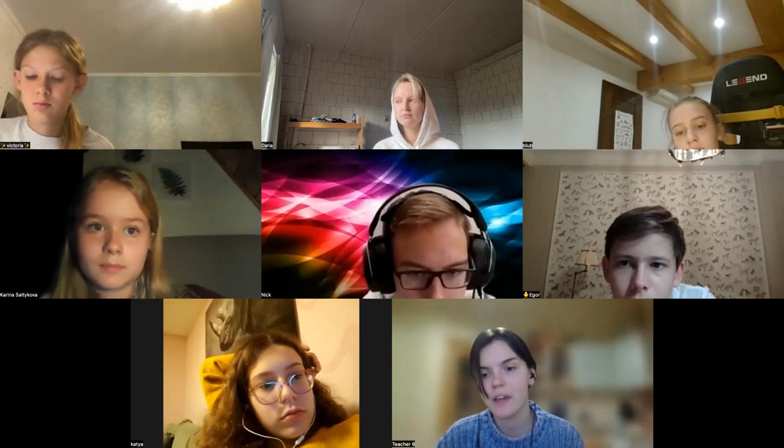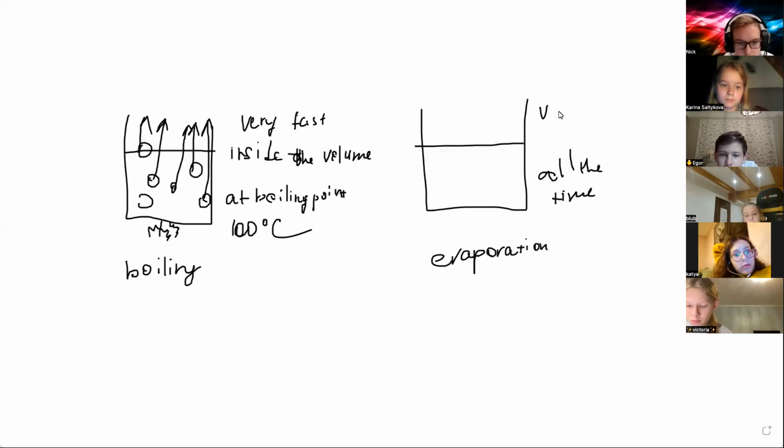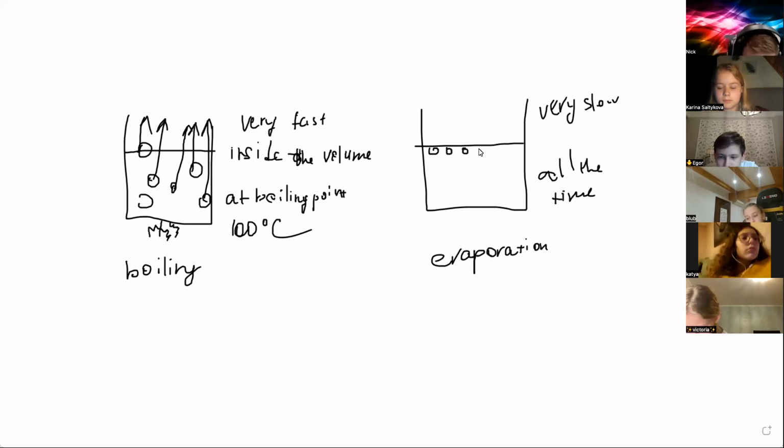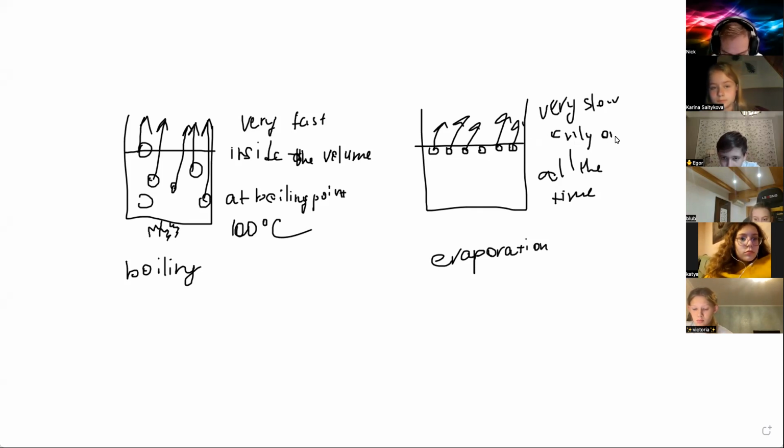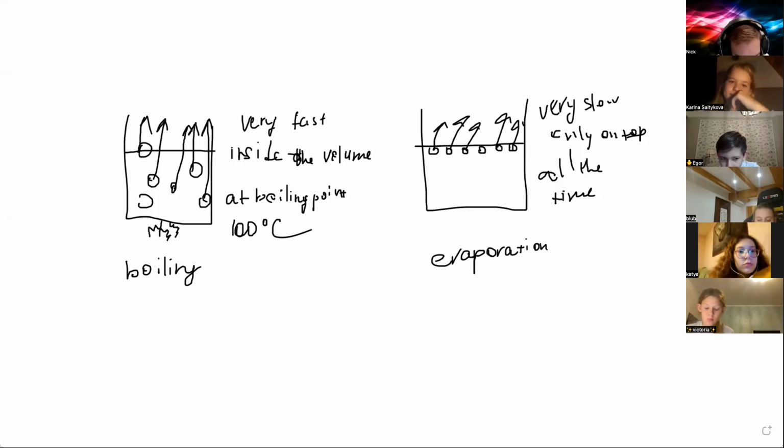But this is a very, very slow process. If we warm it up, it will be faster. But it happens only on top of the liquid. The top particles fly away. That's why it's slow, because it happens only on the top. Molecules, remember, don't have bonds and they always move around, so sometimes they just fly away. That's what happens during evaporation.